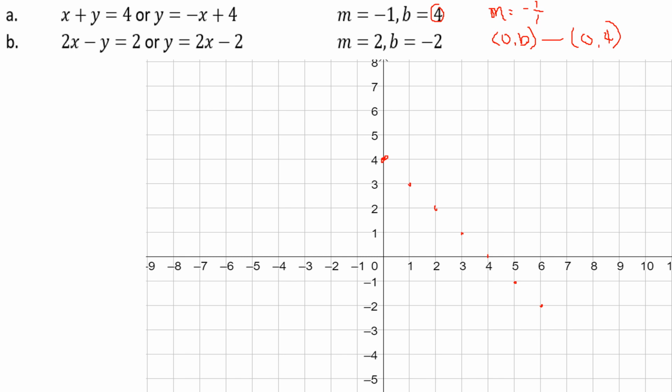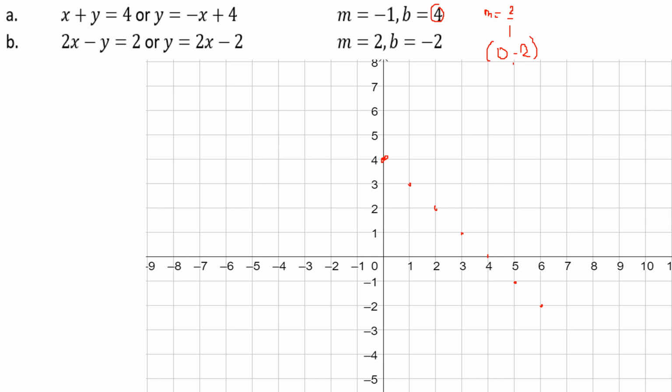So our slope here is 2, or pwede man na siya mahimo 2 over 1, since 2 divided by 1 is still 2. So ang atin nga rise is 2 and then ang atin nga run is 1. And then for our y-intercept, that is 0, negative 2.